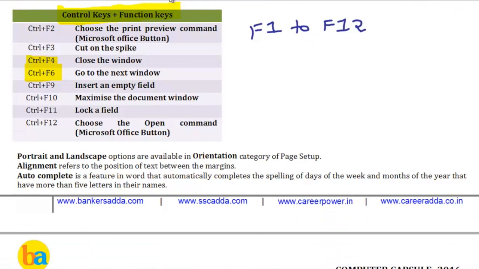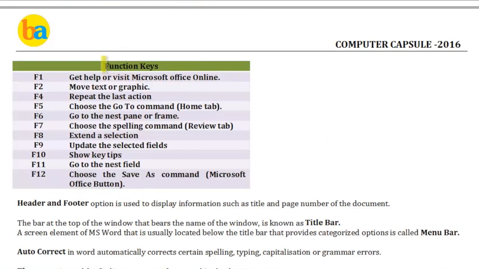Then what is portrait and landscape? Portrait and landscape are options of page setup orientation. Now in this table, you can see these functional keys. And for Microsoft Word, these functional keys perform these operations. That is, if you press F1, it can be used to get help or visit Microsoft Office online. Then F2 to move text or graphics. Likewise, all 12 functional keys have their different functions.